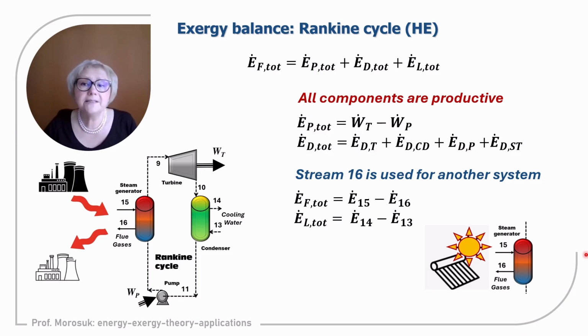For example, such a case very often can happen if we discuss the use of solar energy or geothermal energy, or maybe sometimes waste heat, because in this way the Rankine cycle, or organic Rankine cycle as a particular case, can be in the middle of very complex energy conversion processes, going from one system to another system. Then fuel as exergy 15 minus exergy 16 is absolutely justified.